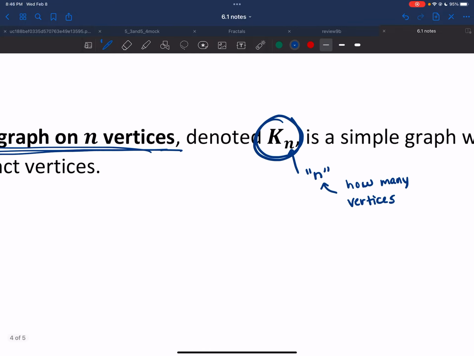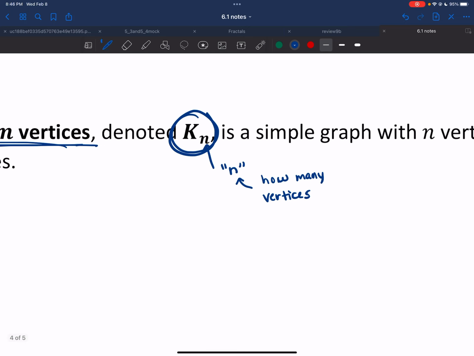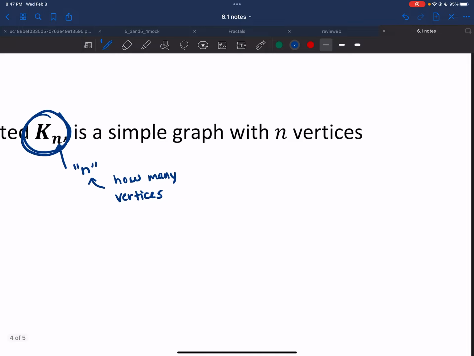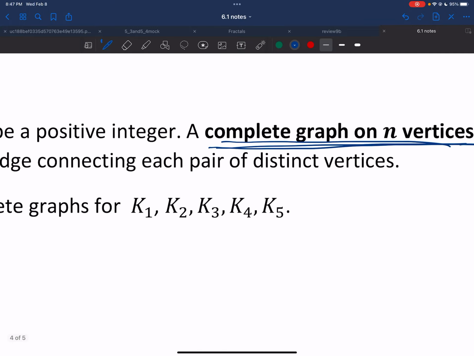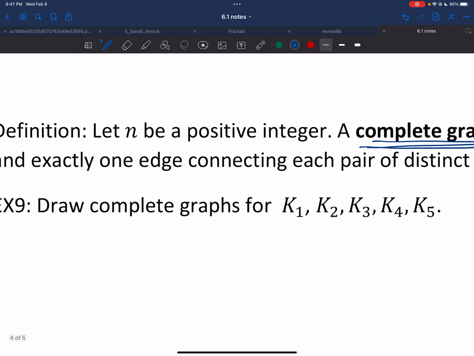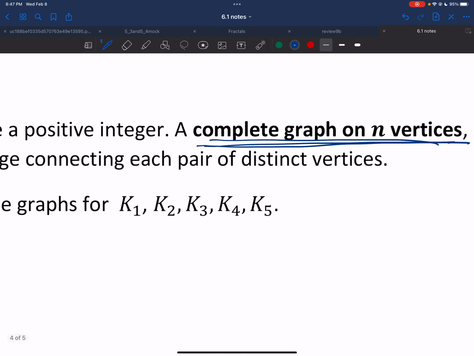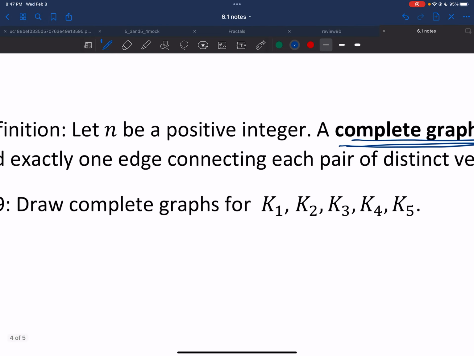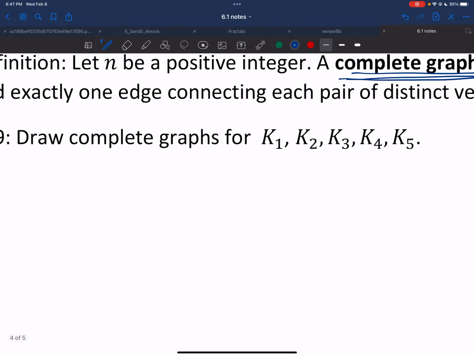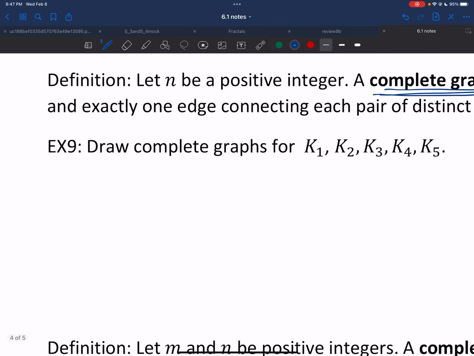And with every single vertex, I'm going to connect it to another vertex with an edge. Okay, so a simple graph with n vertices and exactly one edge connecting each pair of distinct vertices. So what does that mean? Let's take a look. So we're going to draw complete graphs for K1, K2, K3, K4, K5.